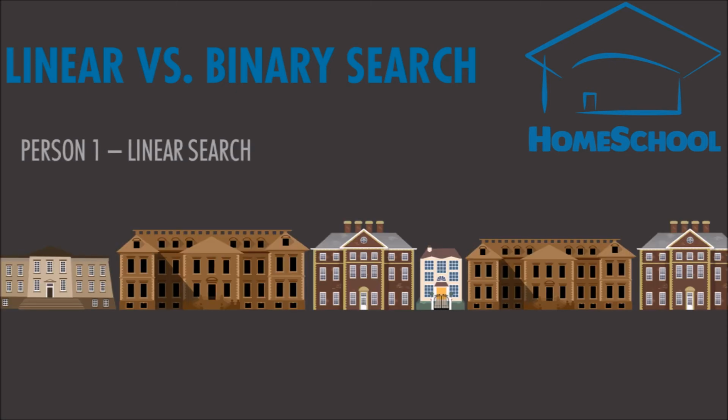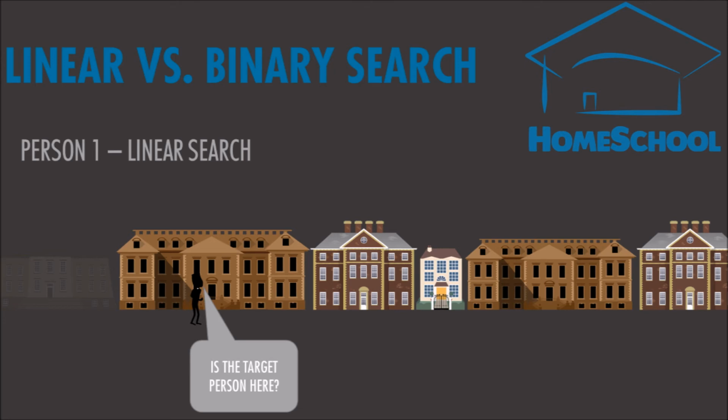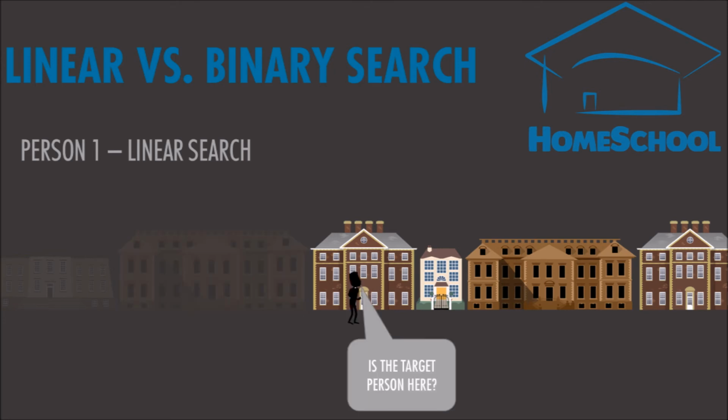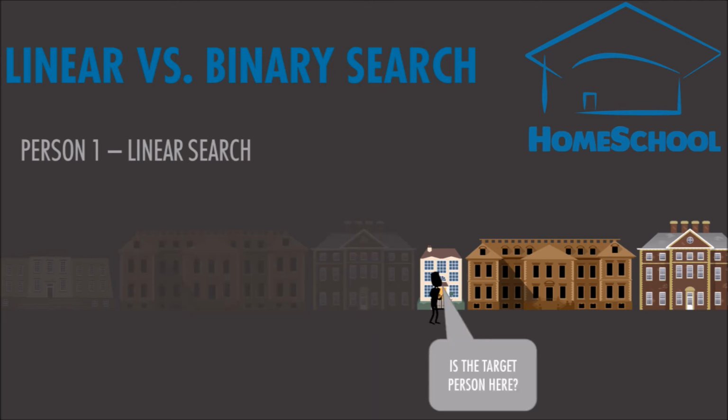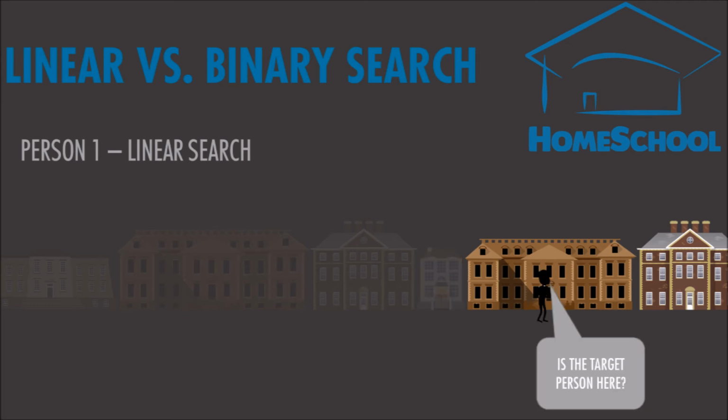A good way to think of it is two people trying to find a person inside a house down a row of homes. One of the men, linear search, starts at the bottom of the road and knocks on each door to ask if the target person is at the house. He then goes down the road, knocking at every door before he finds the target person.